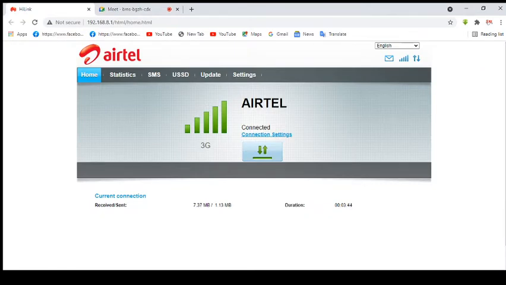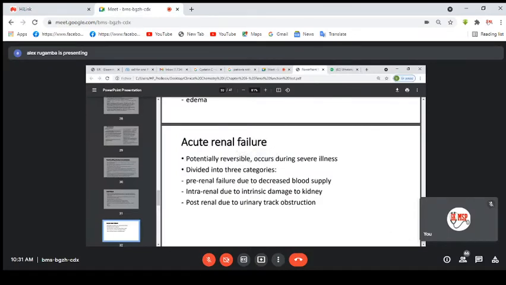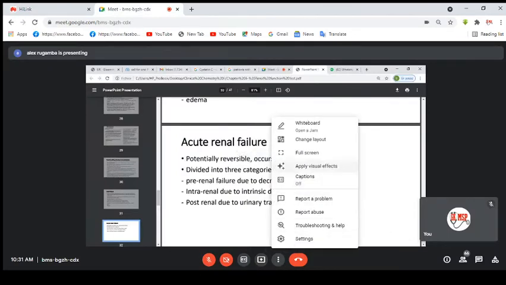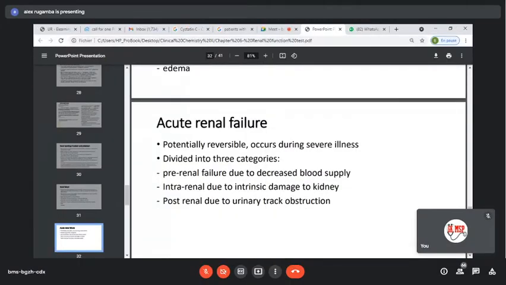As I was saying, this is divided into 3 categories. There is pre-renal, which is a decrease in the blood supply, and there is intrarenal, where there is damage to the kidneys, like the glomeruli and the tubular system. And there is post-renal due to urinary tract obstruction. So if there is an obstruction somewhere, like in the bladder or ureter.